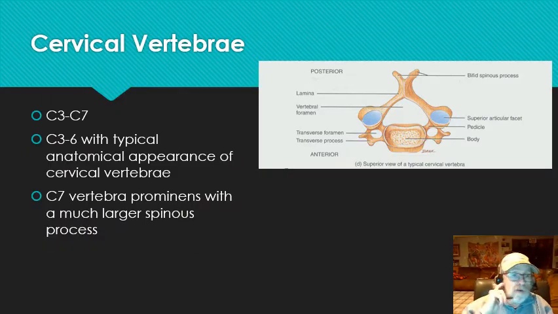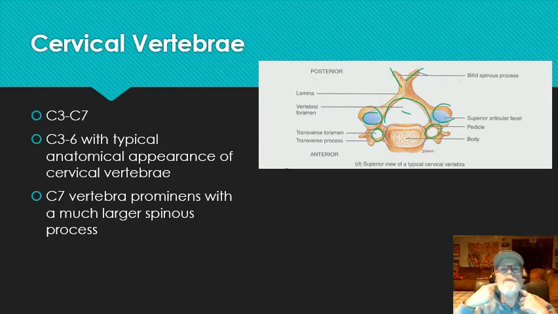The other cervical vertebrae, C3 through C7, look about the same. Again, sometimes we have a bifid spinous process. This is the articular facet right there. Here's the vertebral arch and the vertebral foramen. Here's that transverse process for the vertebral artery, like we talked about before.